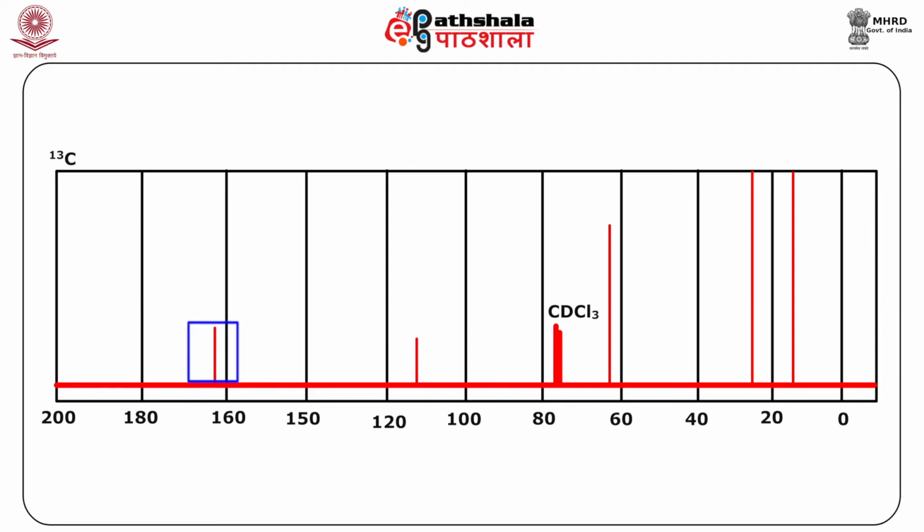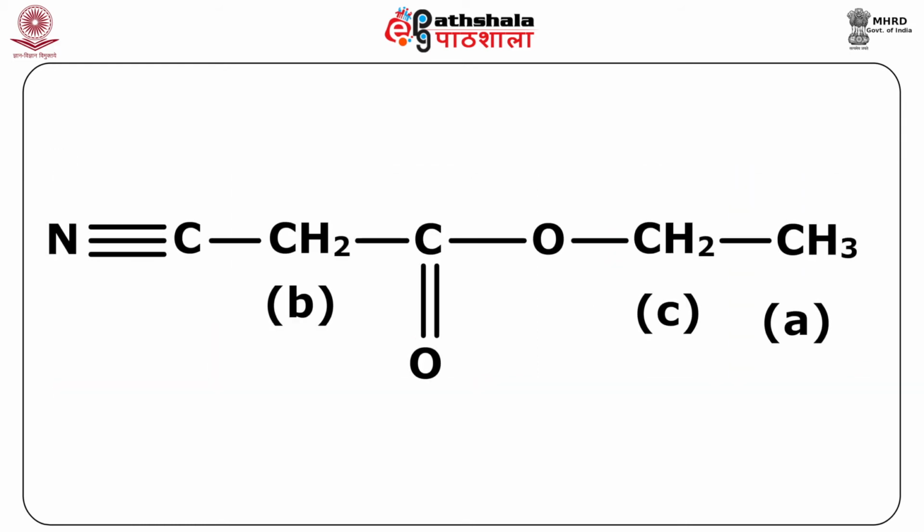In addition, the carbon atom in the ester carbonyl will appear at 163 ppm, and one of the remaining carbon atoms at 63 ppm probably lies next to an electronegative oxygen atom. The remaining 2 carbon atoms which absorb at 25 and 14 ppm, as you can see in the spectra, are attributed to the remaining methylene and methyl carbons. And hence, compiling all this information, the probable structure of this compound will be as shown here.